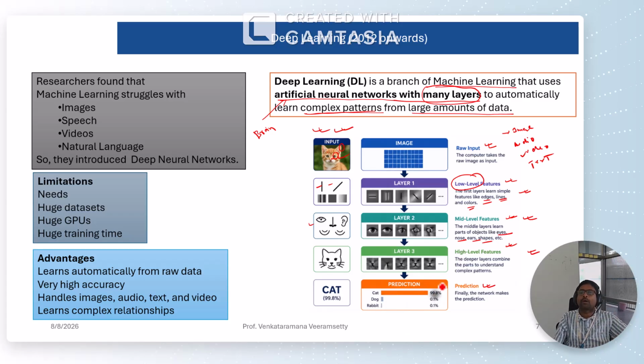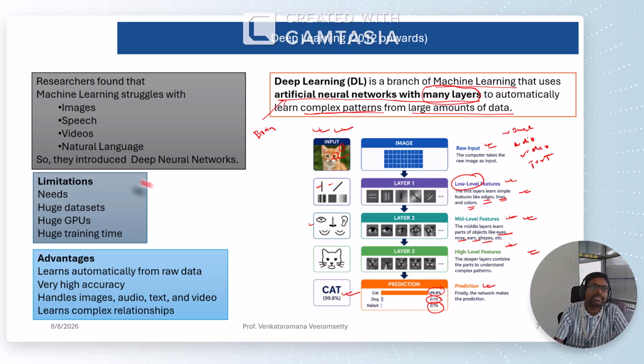It shows that the given image is a cat with a probability of 99.8, a dog with a probability of 0.1, and a rabbit with a probability of 0.1. The final prediction is the one with the highest probability, which is cat. So it shows that the given image is a cat image. Like that, deep learning models will work.